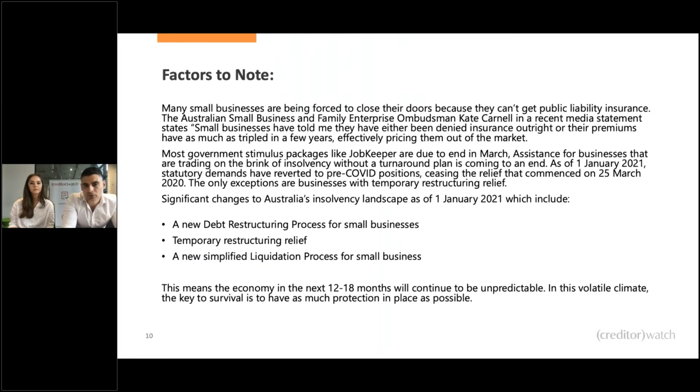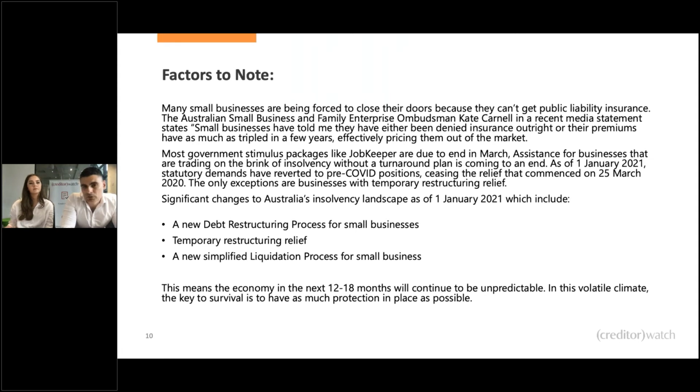Some other factors to note, we had Kate Carnell, who is the Australian Small Business and Family Enterprise Ombudsman, in a recent media statement saying small businesses have told her that they've either been denied insurance outright or that their premiums have as much as tripled in a few years, effectively pricing them out of the market. So it's something to watch out for. Many of them have been forced to close their doors because they can't access insurance.